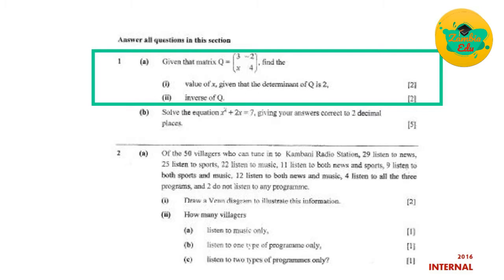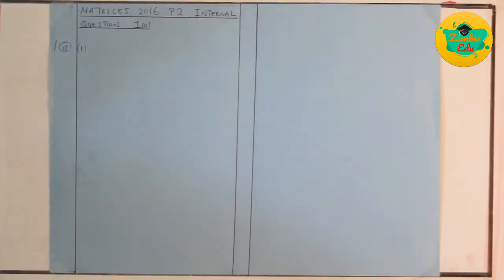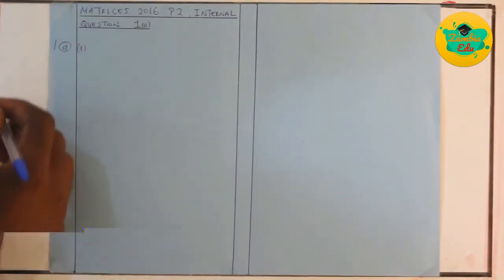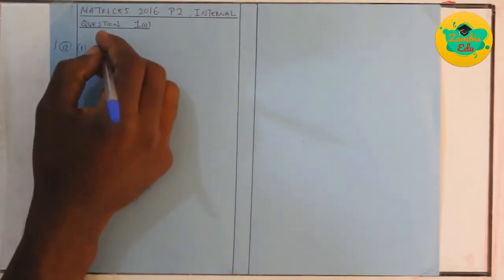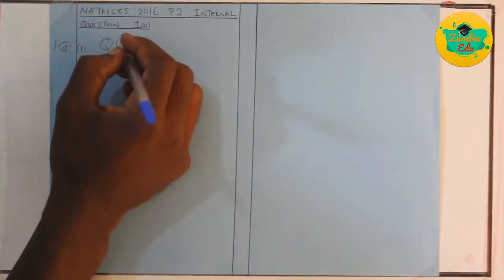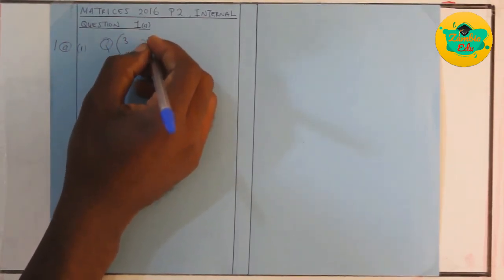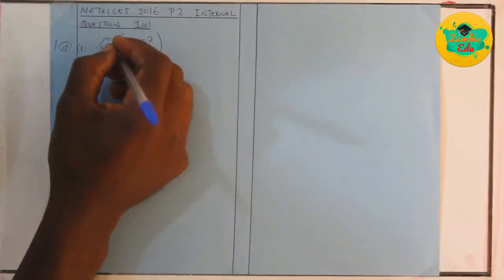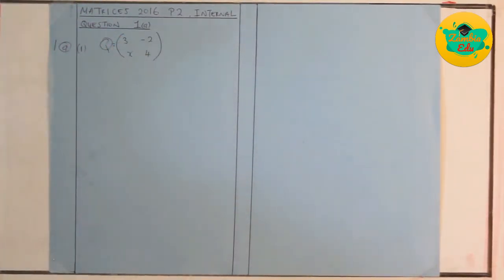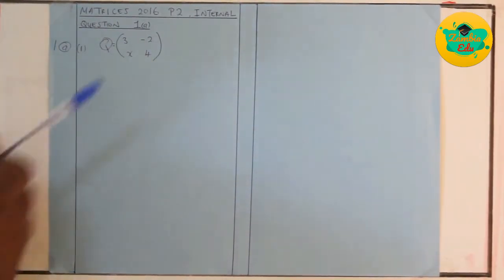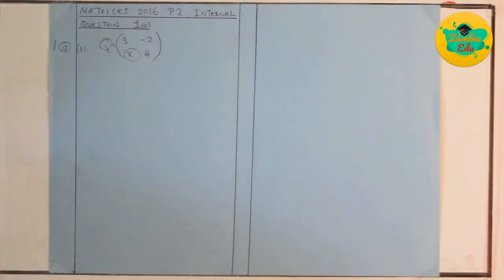So our solution, you are going to clearly indicate you're dealing with question 1a, but the first part of the question. Now, maybe let's begin by us having the matrix. So we've been told Q is equal to this matrix, and therefore we're supposed to find the value of x, given that the determinant of Q is 2.